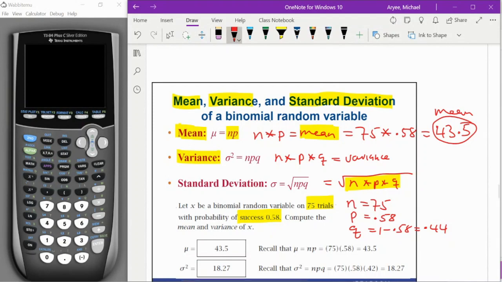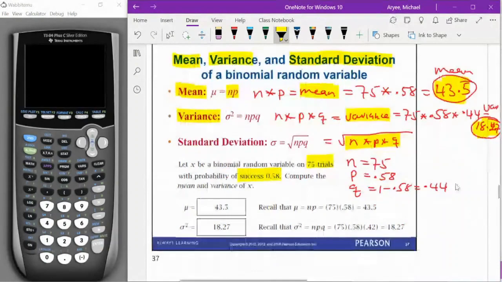If the question says we should find the variance, then all we're going to do is take the n, 75, times the p, 0.58, times the q, 0.42, and the answer you get here, I think, is 18.27. That gives you the variance. This is the mean. This is the variance. If it asks you for the standard deviation, then you're going to take the square root of the variance. All right, so let's take another example.